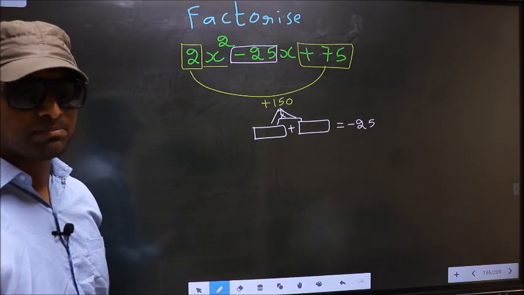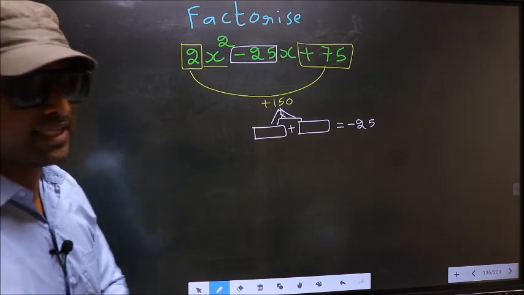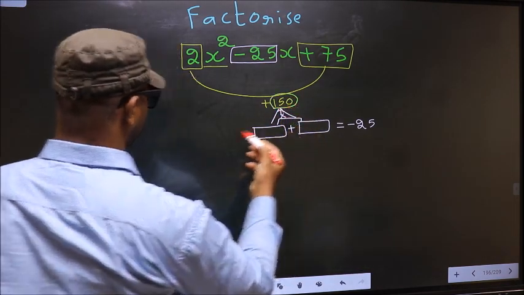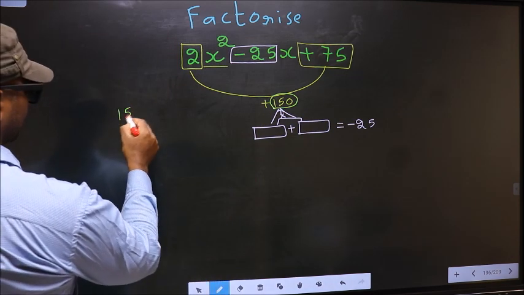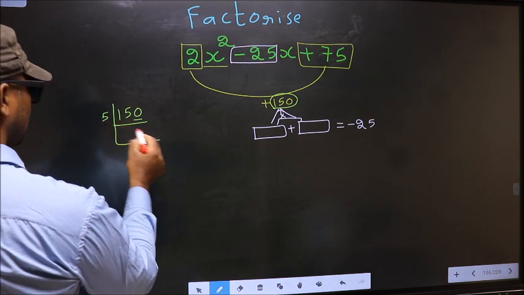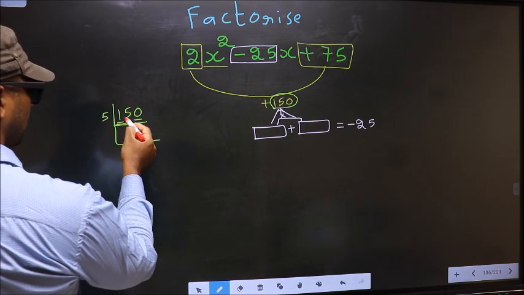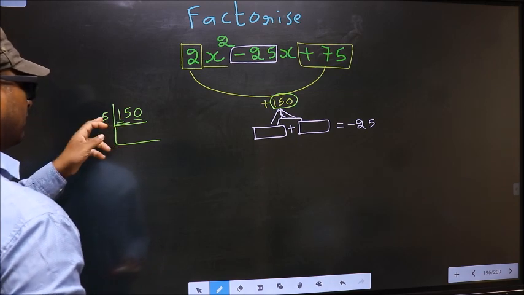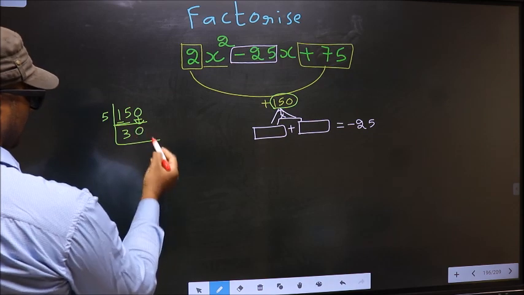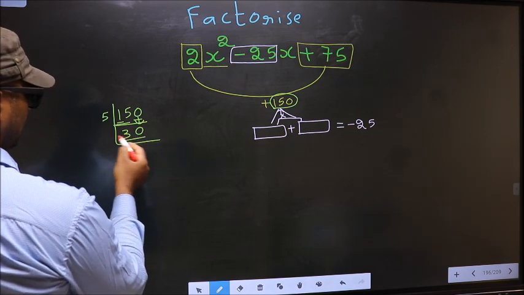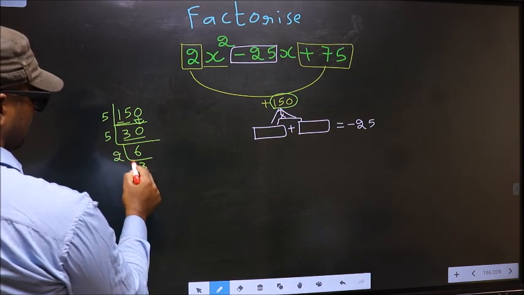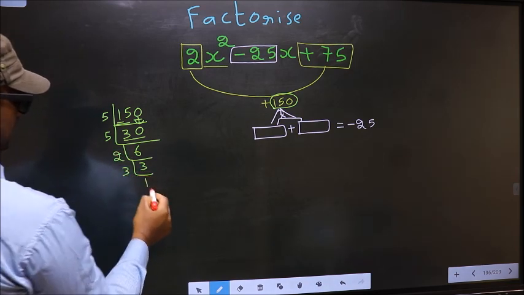To get those two numbers, we should take the LCM of 150. So the LCM we take here: the last digit is 0, so take 5. The first number, 1, is smaller than 5, so take the two numbers 15. When do we get 15 in the 5 table? 5 threes are 15. Now this 0 comes down as it is. Now here we have 30. 30 is 5 sixes, 30. Now 6 is 2 threes, 6. Now 3, 3 is a prime number. So 3 ones are 3.